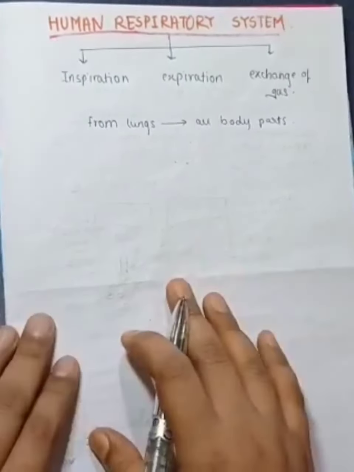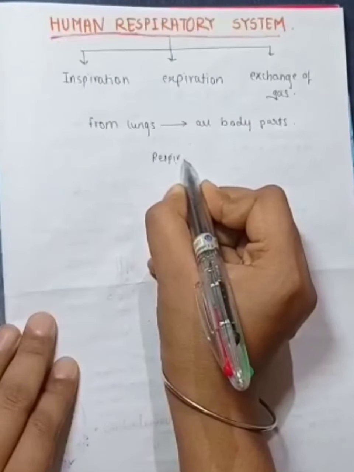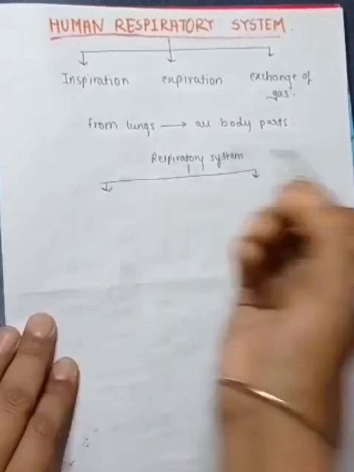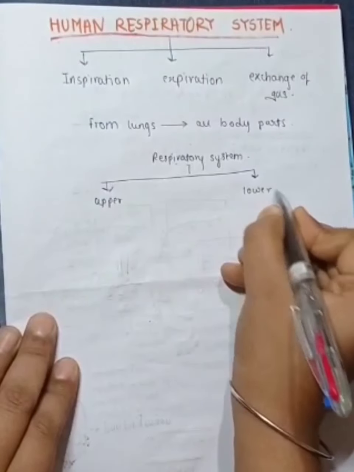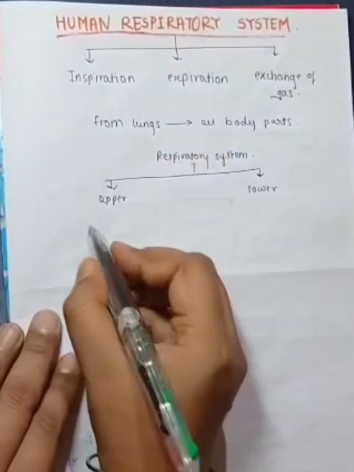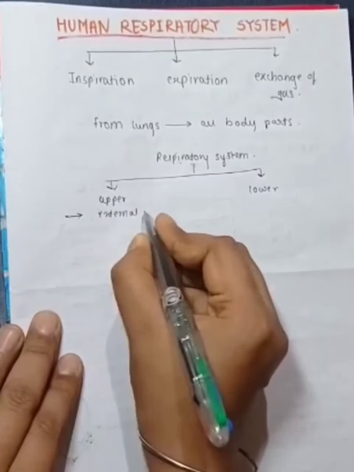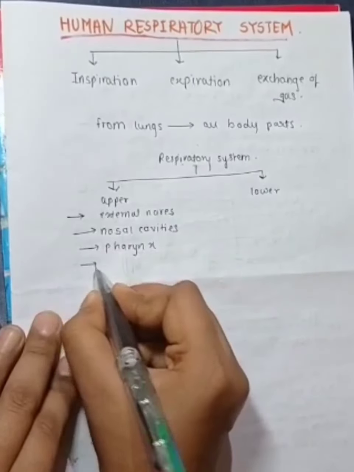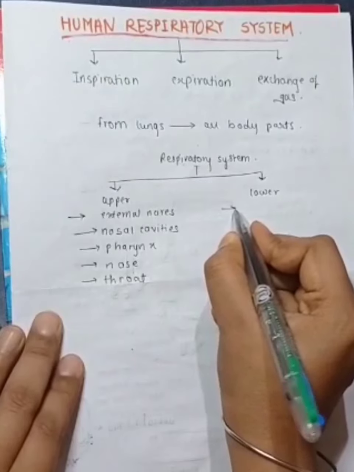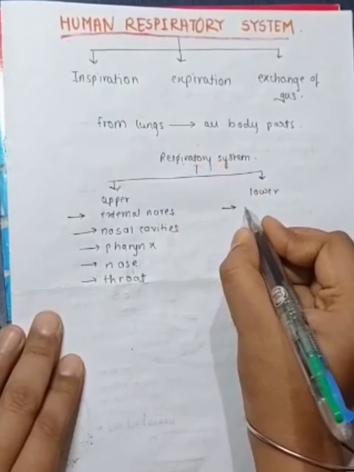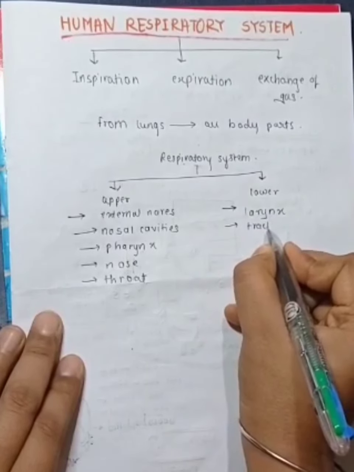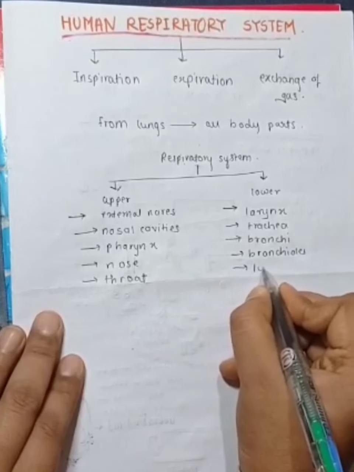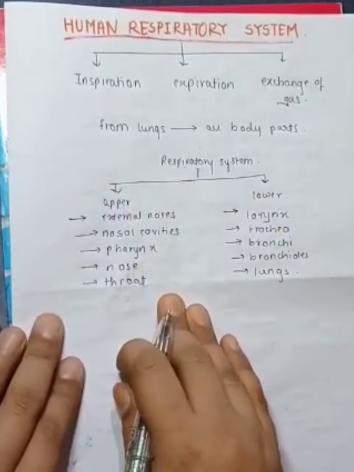Respiratory system of a human is divided into 2 parts, upper one and lower one. Upper respiratory system contains external nares, nasal cavities, pharynx, nose, throat. Lower respiratory system contains larynx, trachea, bronchi, bronchioles, and lungs. These all are organs.